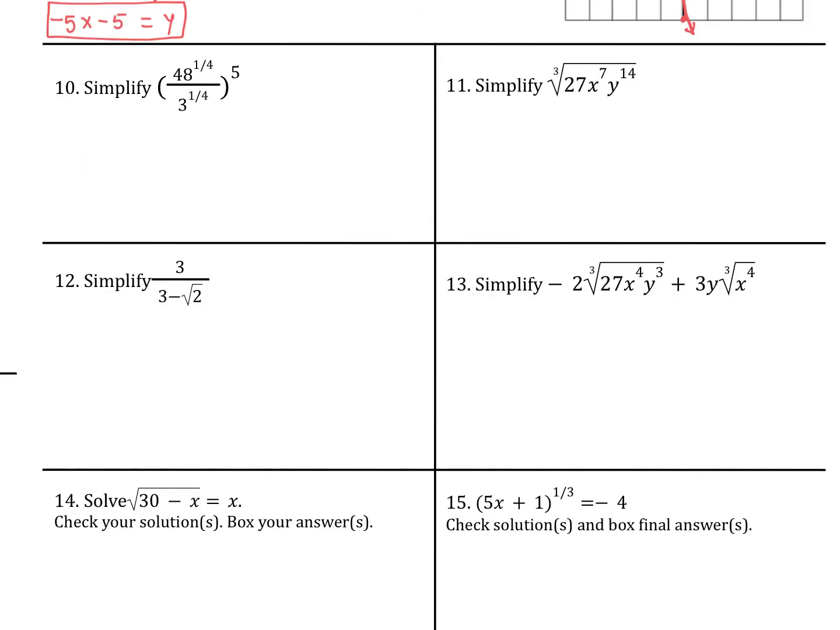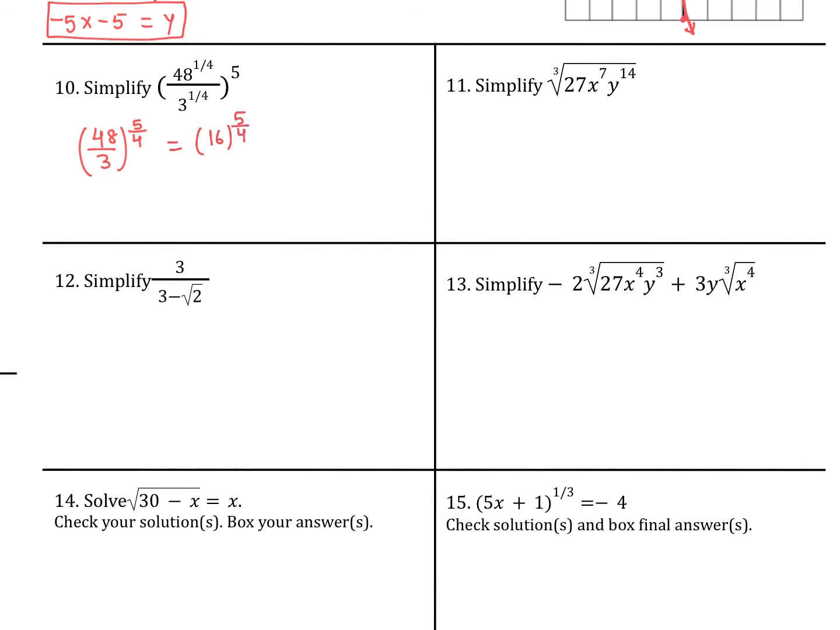Next, we are going to do question number 10 and simplify this using exponent properties. So first thing we are going to do is take the 1 over 4 outside of the bracket, and what we got here is 5 over 4. So this 1 over 4 goes outside and multiplied with 5 and becomes 5 divided by 4. And now we are going to simplify the inside. 48 divided by 3, and that's going to be 16.